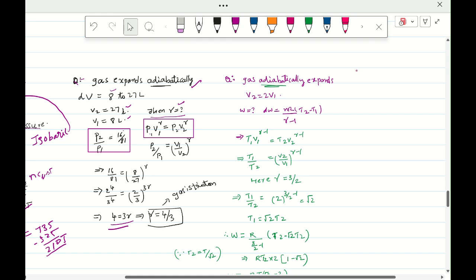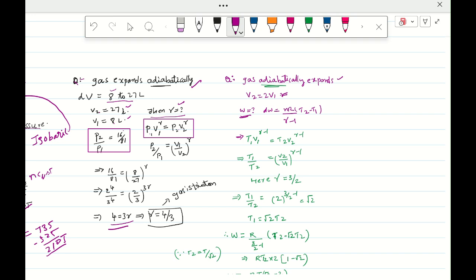So gas adiabatically expands here, same. But in this case, 8 to 27 liters. That means it is compressed here, but here expands. Okay, 8 to 27 means compression only. Here also V2 to 2V1 expansion. Sorry, expansion. Expand adiabatically 8 to 27. So V1 is 8, V2 is 27. Similarly, here V2 is equal to 2V1, so expands only. Asking to find out work done is how much.